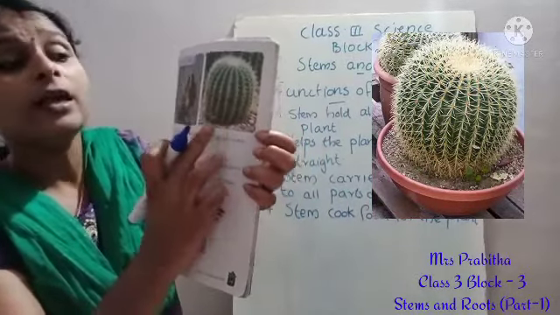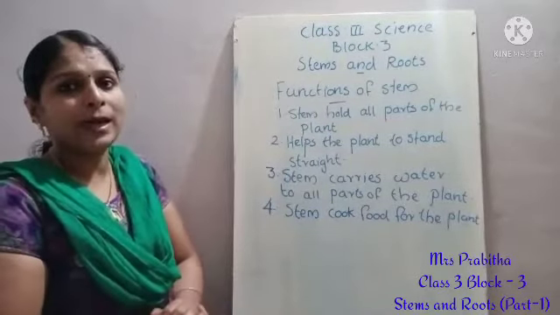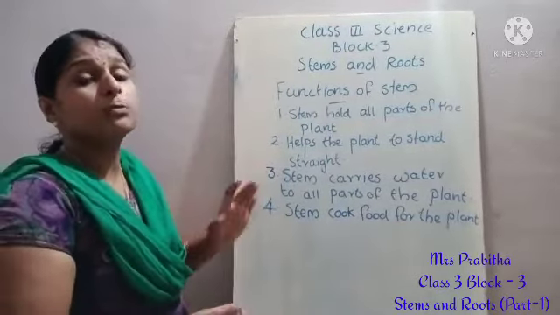So which part of the plant is cooking food for the cactus plant? Yes, it is the stem. Stem cooks food for the plant. So in some plants the stem cooks food for the plant. These are the most important functions of the stem. Without the stem the plant cannot live, isn't it?